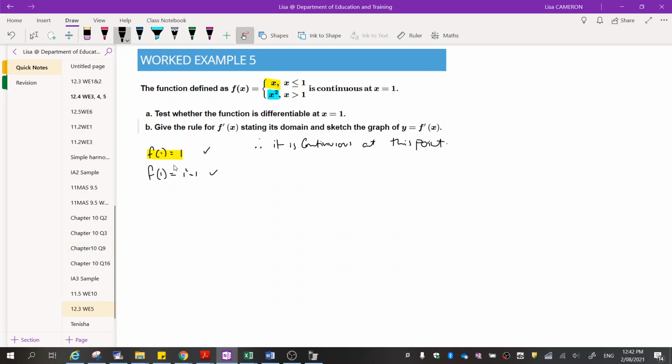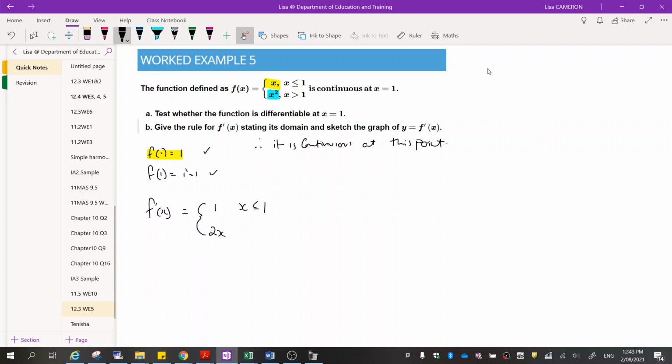Okay, so now next we want to give the rule for f'(x), stating its domain and sketching the graph of this. Now, at this point, we have learned how to derive using the formula, which is great for us. So if I'm going to give a rule for it, that means that f'(x) is going to be equal to the derivative of this first function, which just becomes 1. x keeps the same values. And for this one here, that 2 will come down and multiply the front of it. So it will be 2x. And then when we subtract 1 from this top, it will become just 2x.